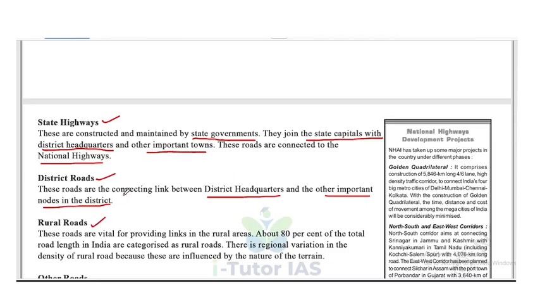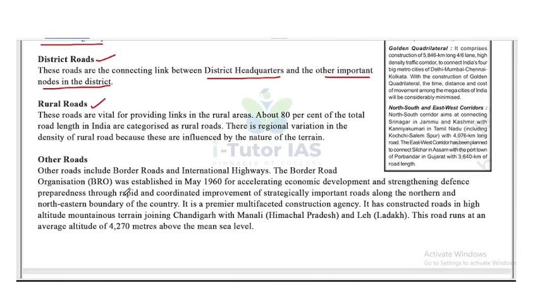Then rural roads. These roads are vital for providing links in the rural areas. About 80% of the total road length in India is categorized as rural roads. There are regional variations in the density of rural roads because these are influenced by the nature of the terrain. Okay. Now other roads.